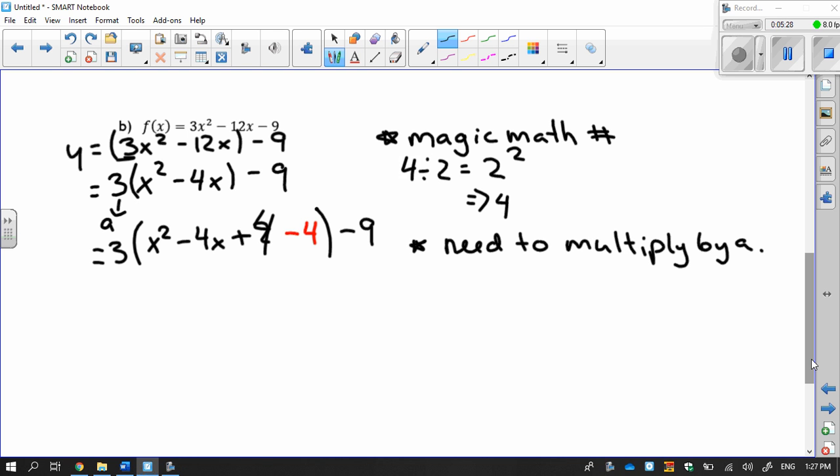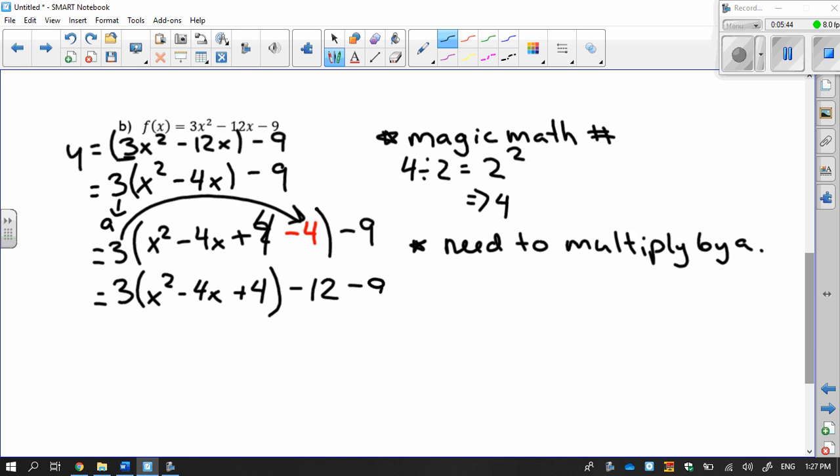So now, and it's only because it's getting kicked out. So 3x squared minus 4x plus 4, bracket, negative 12 minus 9. So this comes here. That's where that number comes from.